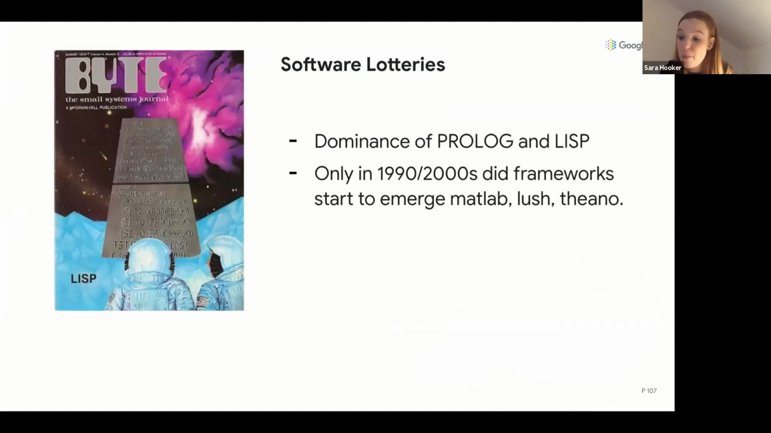It's not possible to talk about the success of symbolic approaches without touching upon the software, because for much of early computing history, up until 1994, when MATLAB finally released its first specialized deep learning library, really Lisp and Prolog dominated. It's only in the 1990s and 2000s that frameworks started to emerge, like Lush and Theano and MATLAB.